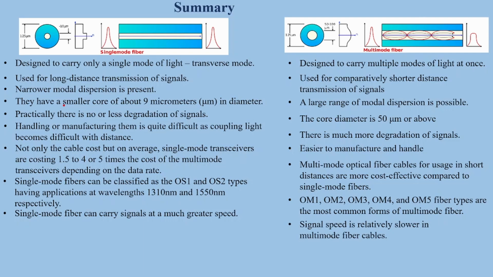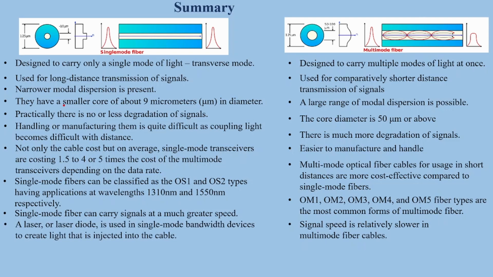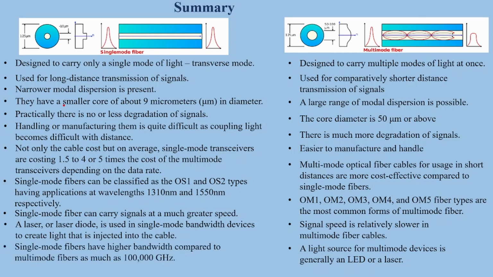A laser or laser diode is used in single mode bandwidth devices to create light that's injected into the cable. And a light source for a multimode device is generally an LED or a laser. And finally, single mode fibers have higher bandwidths compared to multimode fibers, as much as 100,000 gigahertz.